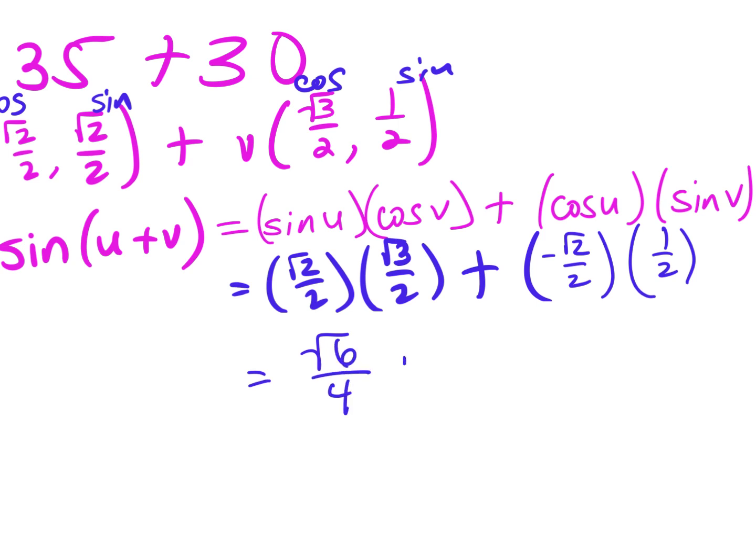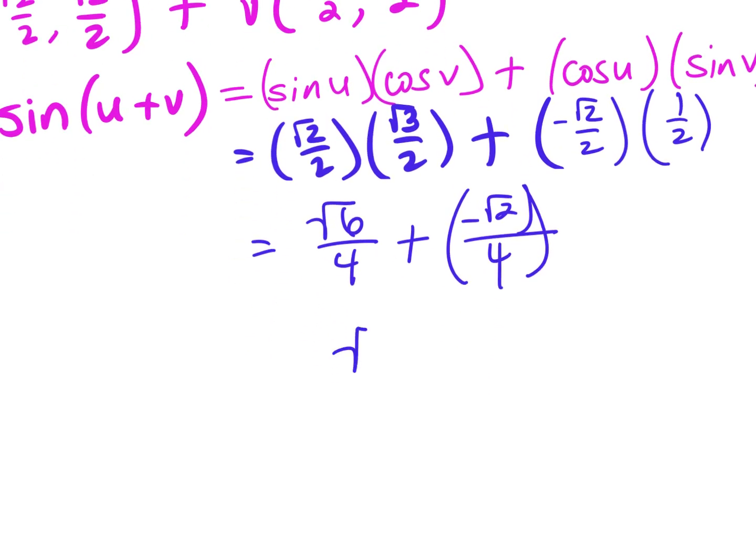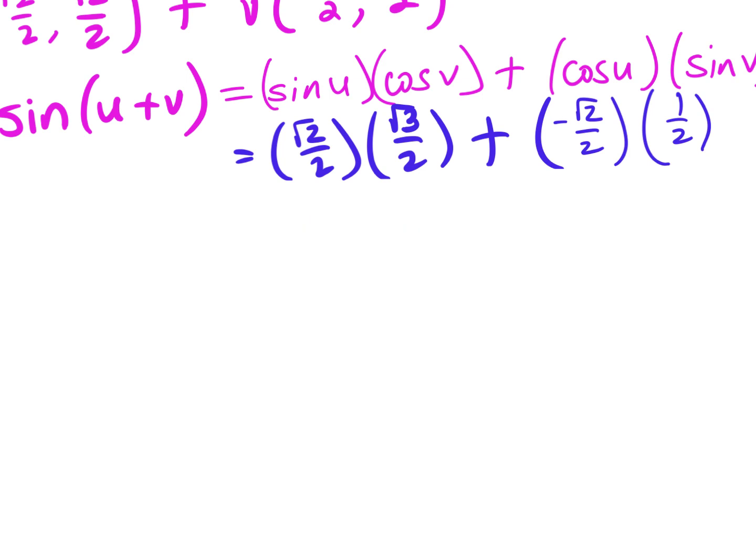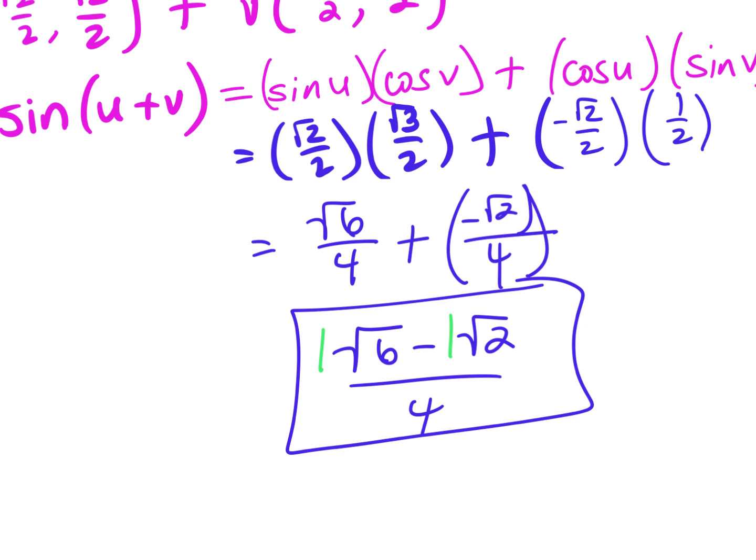4. Plus, what's negative root 2 times 1? Negative square root of 2. 2 times 2 is 4. Now, I want this written simplified, guys, so you can rewrite this as the square root of 6 minus the square root of 2 over 4. You cannot combine square root of 6 and square root of 2, because this is 1 root 6 minus 1 root 2.